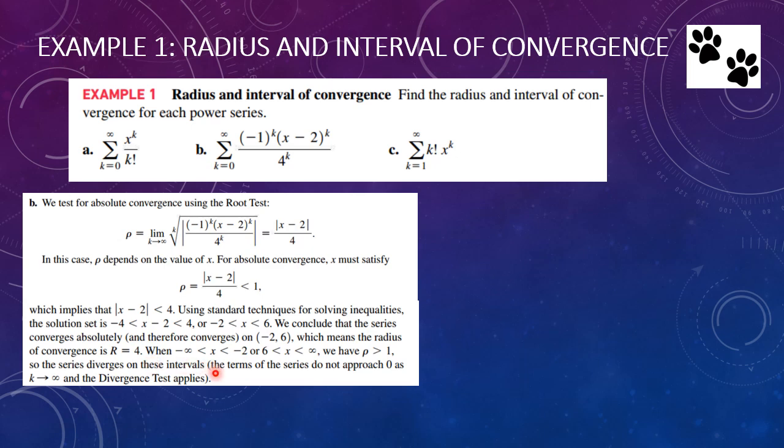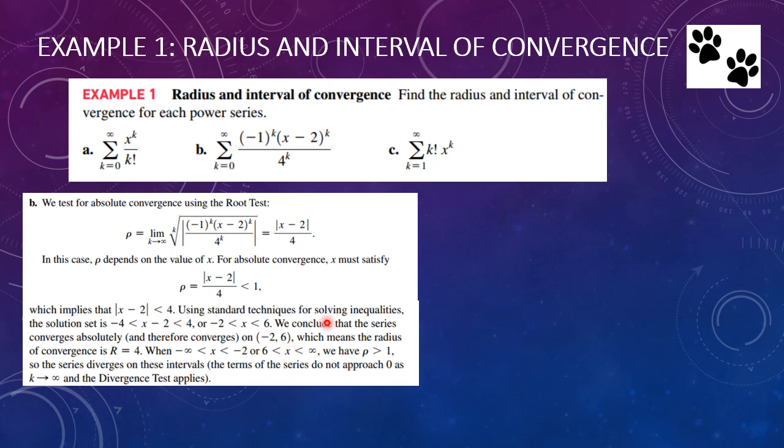And when x is outside of that, we have rho greater than 1. So the series diverges on these intervals, and the divergence test applies. However, notice that the root test does not give information about convergence at the endpoints, which are x equals -2 and 6. Because at these points, the root test results in rho equal to 1.